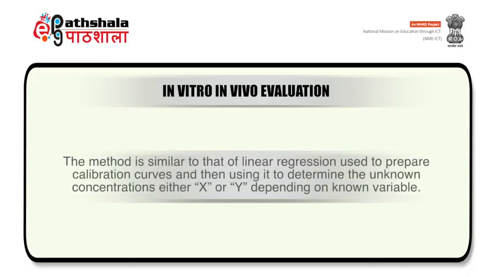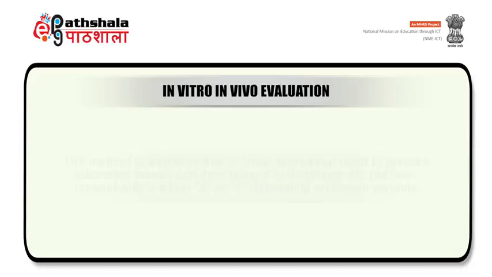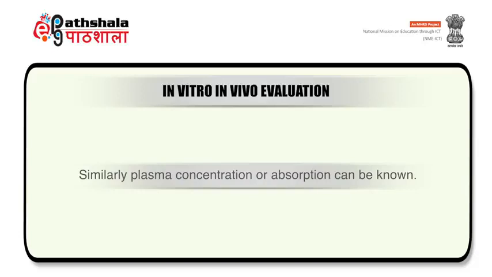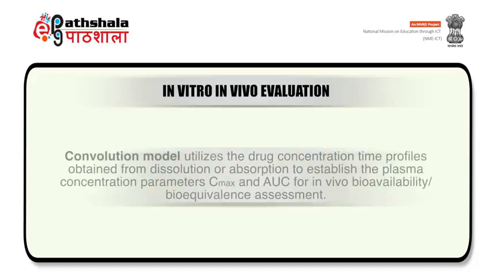The method is similar to that of linear regression used to prepare calibration curves and then using it to determine the unknown concentration, either x or y, depending on known variables. Similarly, plasma concentration or absorption can be known. The convolution model utilizes the drug concentration time profile obtained from dissolution or absorption to establish the plasma concentration parameters Cmax and AUC for in vivo bioavailability bioequivalence assessment.